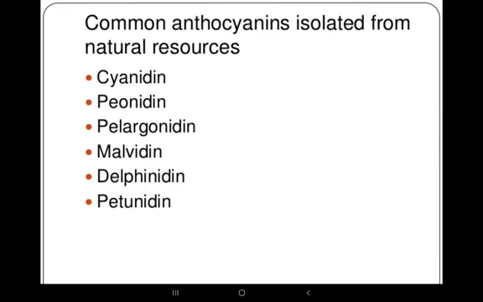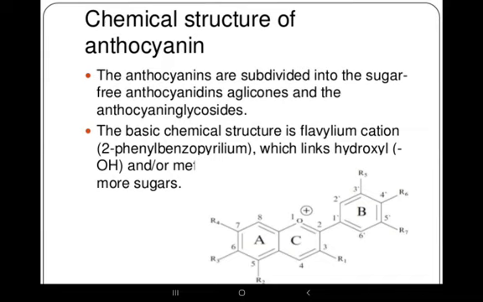Next, moving to the chemical structure of anthocyanin. Anthocyanins are subdivided into the sugar-free anthocyanins, which means the aglycones, and the anthocyanin glycosides. The basic chemical structure is the flavylium cation, the chemical name being 2-phenylbenzopyrylium, which links hydroxyl groups or methyl groups. It has three rings, including a benzene ring, categorized as A, B, C.